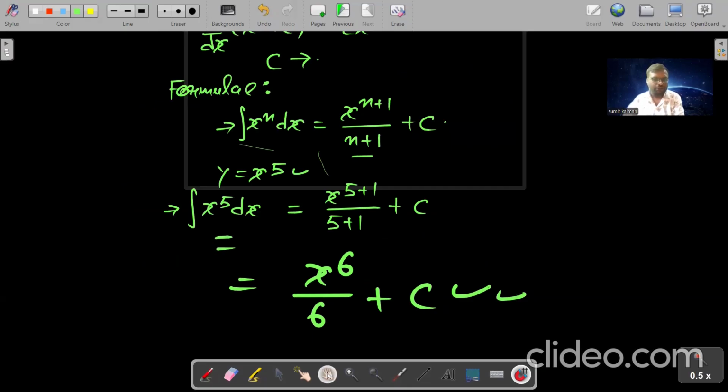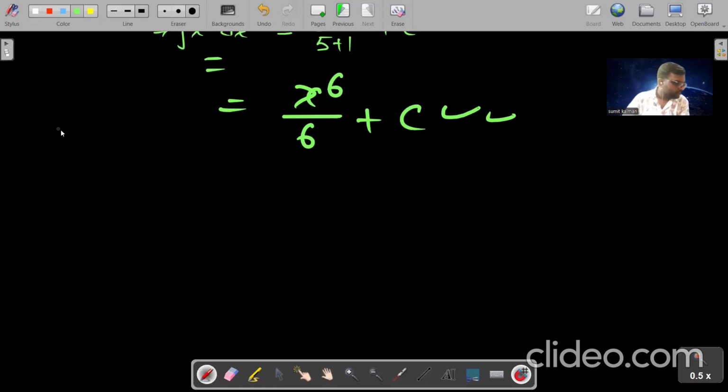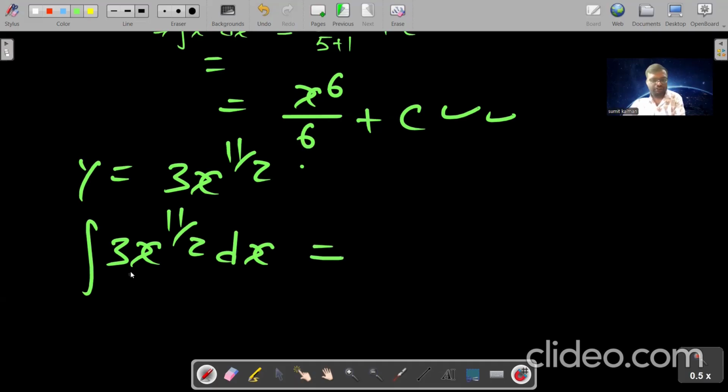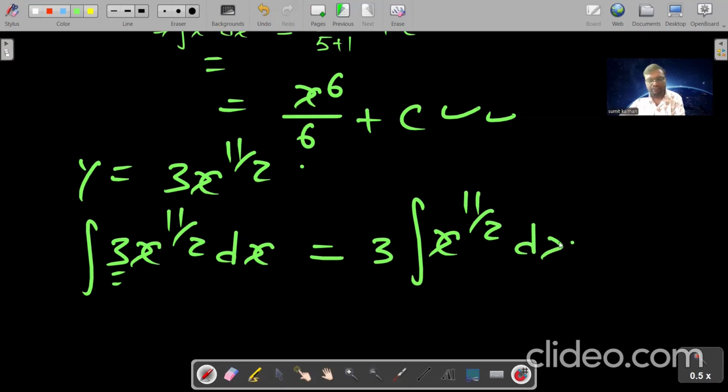Now students, suppose you have y is equal to 3x to the power 11 by 2, and you have to integrate it with respect to x. So just see how you will do it. Integral 3x to the power 11 by 2 dx. We have to integrate it with respect to x. So here 3 is a constant, so the constant will be put outside the integration. Now you have to integrate x to the power 11 by 2 dx.